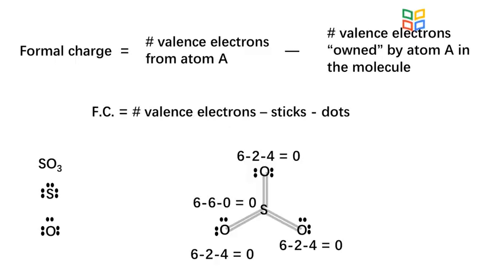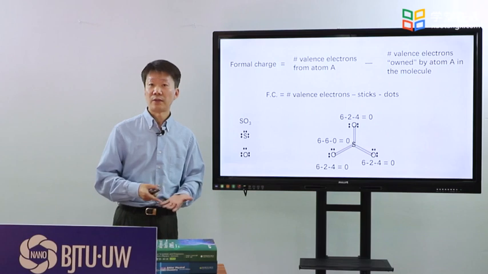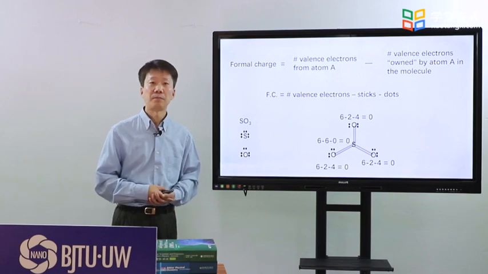And there is a trick to evaluate the formal charge quickly. Use the formula that formal charge equals the number of valence electrons of the atom minus the number of sticks, number of bonds, and number of dots, number of electrons around it.